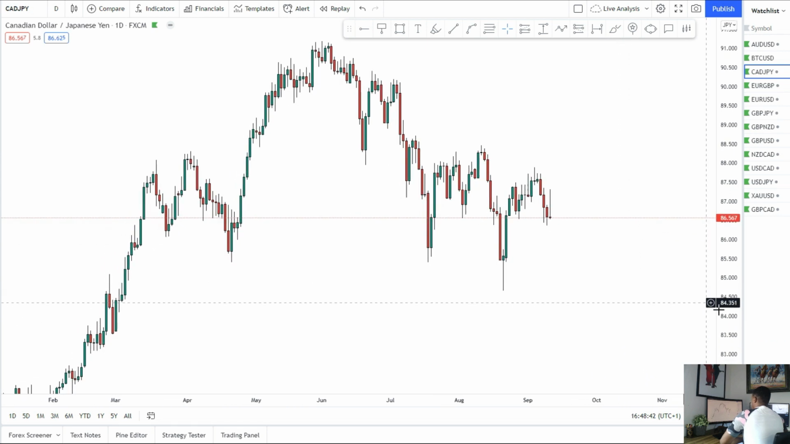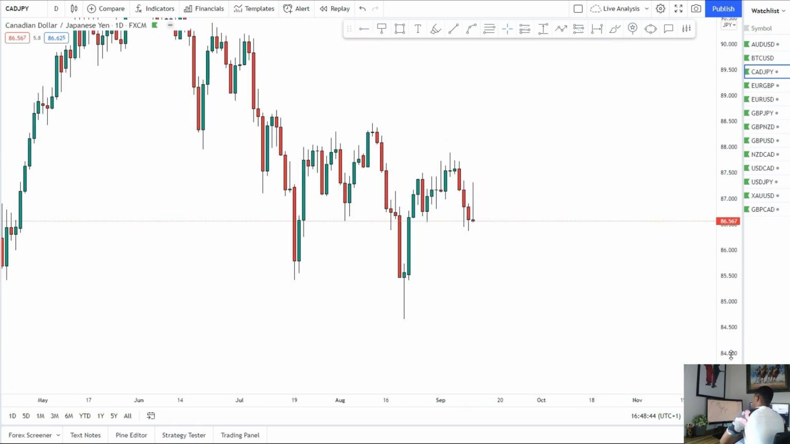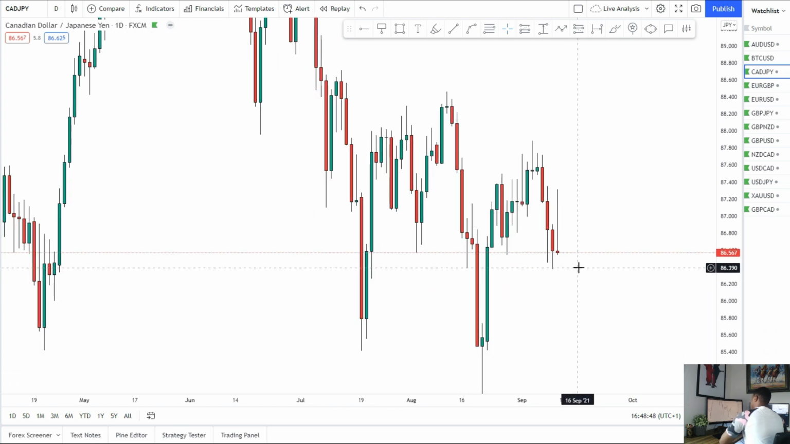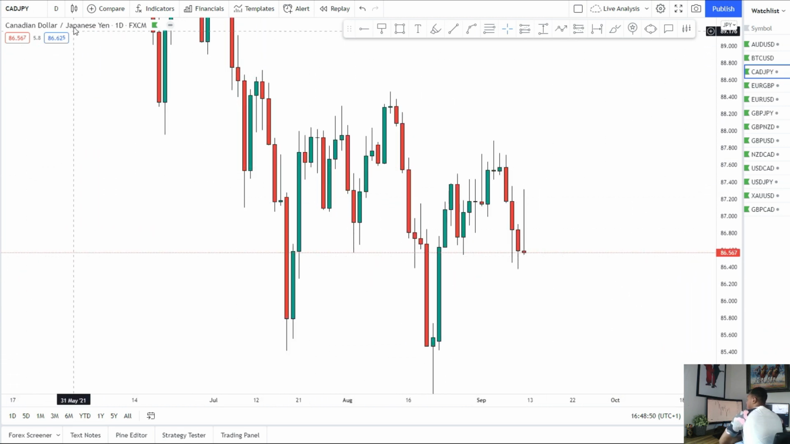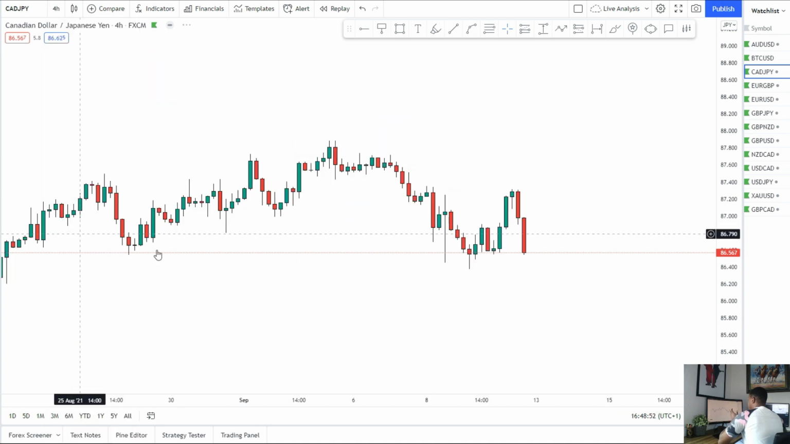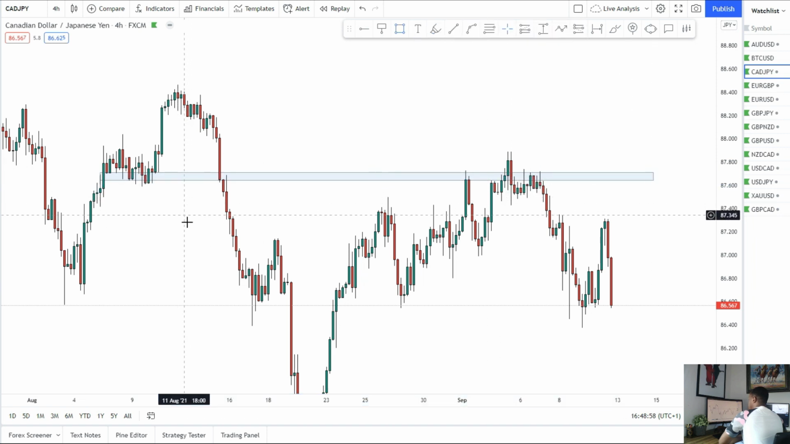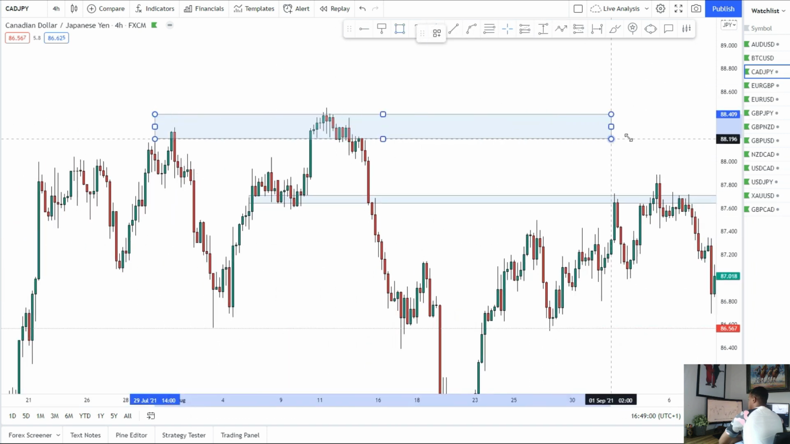Okay, so up next we've got CAD JPY. So for this pair we had a bearish bias this week, and as you can see we did see some nice downside. So we did see that expected move, and we were looking for our sell opportunities in two areas for CAD JPY this week. We're looking at this area here, price support now turned resistance, and also this resistance up here as well.